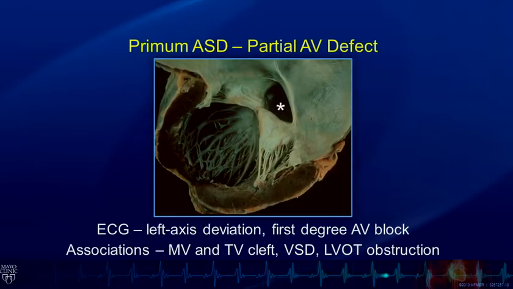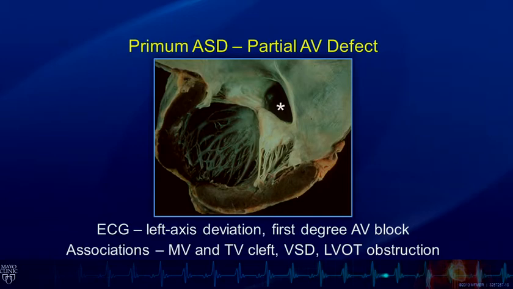Turning our attention now to the next most common atrial septal defect, the primum atrial septal defect, as demonstrated by this asterisk. We're looking here at the heart from the left side. Left atrium on the right side of the screen, left ventricle on the left side of the screen. And the other important finding that's demonstrated here is a cleft in the anterior mitral leaflet. So primum atrial septal defect and cleft mitral valve often go hand in hand.